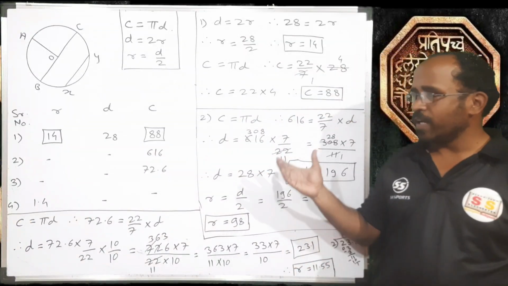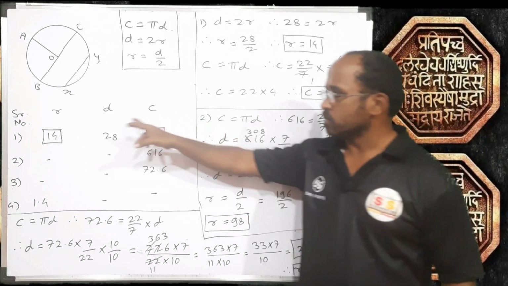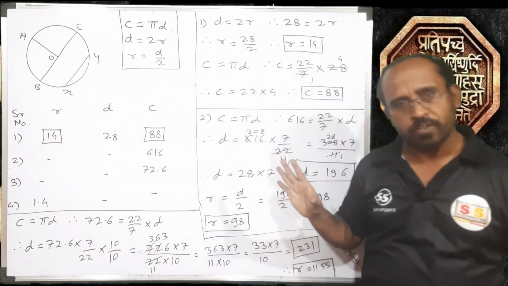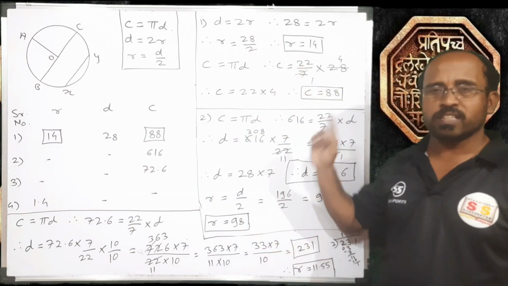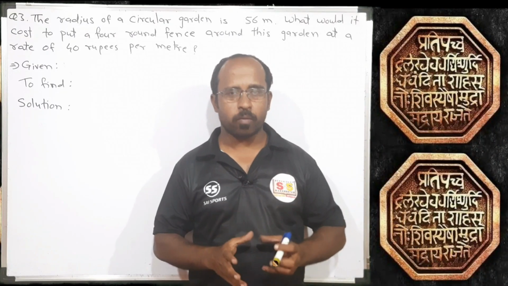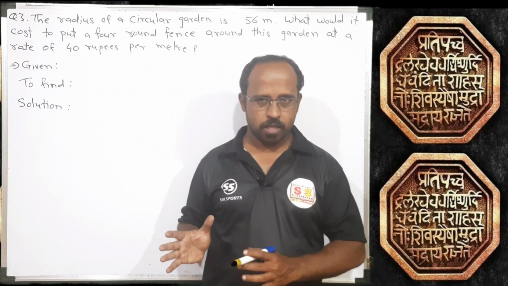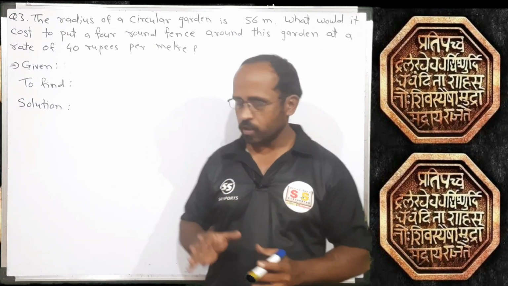Students, now let us see few word problems based on radius, diameter and circumference. Okay, so for that, naturally I have to rub the board. So please take a screenshot or note down the screen. Students, the word problem which we are going to study is question number 3 from practice set 42. So let us see the question.